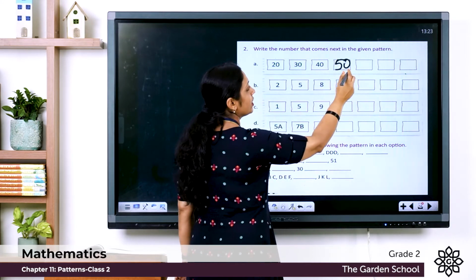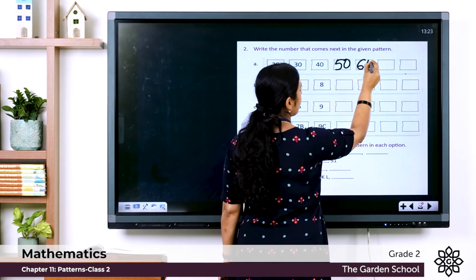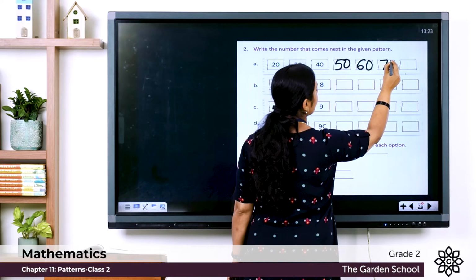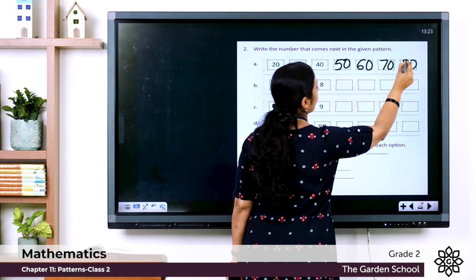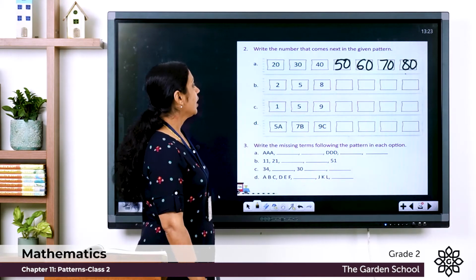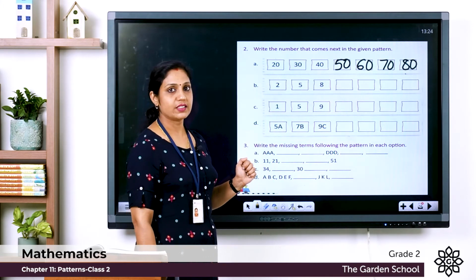50 plus 10, 60. 60 plus 10, 70. 70 plus 10, 80. Now we have completed this pattern. Likewise, you can complete the rest of the exercises.